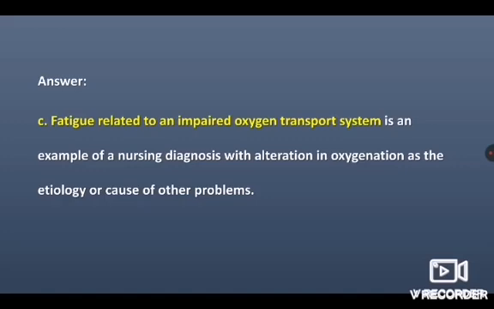It is an example of a nursing diagnosis with alteration in oxygenation as the etiology or cause of other problems.